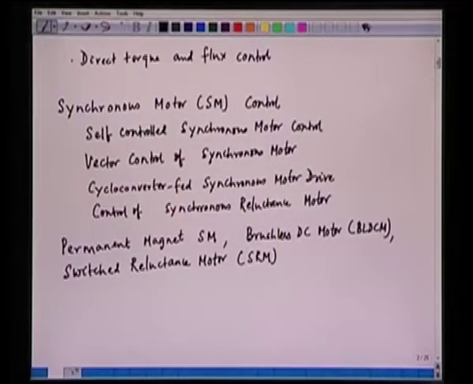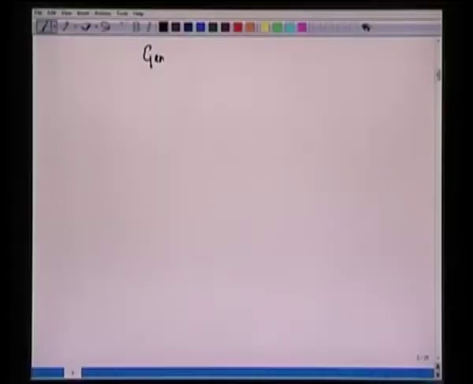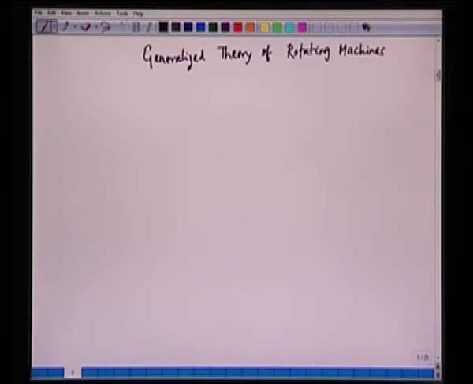So this is actually roughly about the syllabus of the course on advanced electric drives. Now before we go to the various aspects of the drive system, let us talk about the generalized theory of rotating machine. What do you understand by generalized theory of rotating machine? So what we are trying to do is that we have so many types of machines and we are trying to bring all these machines into a common framework.